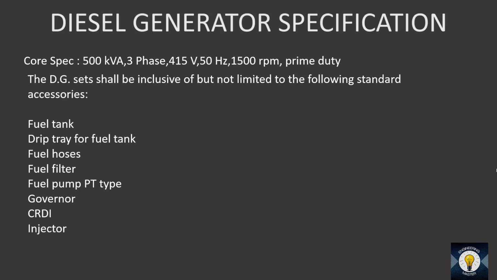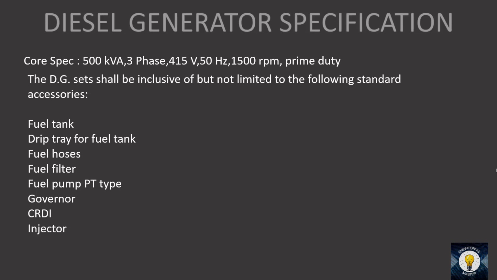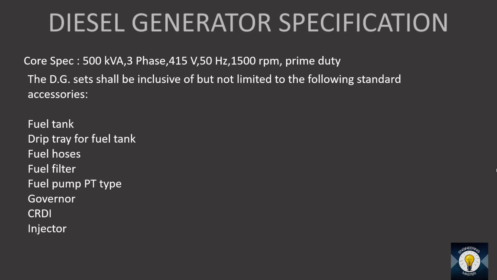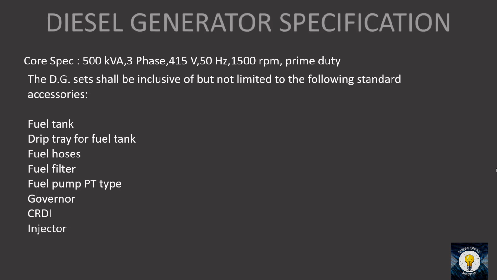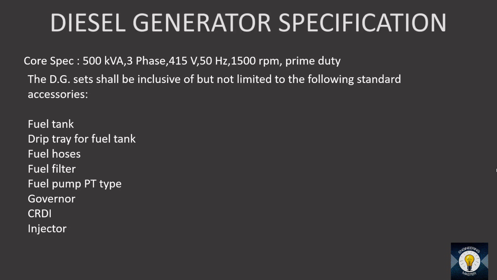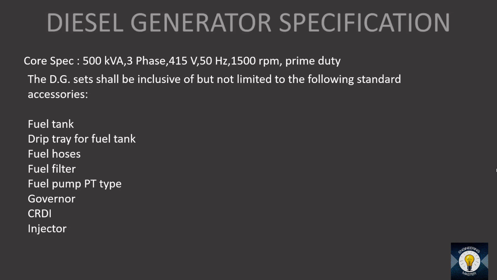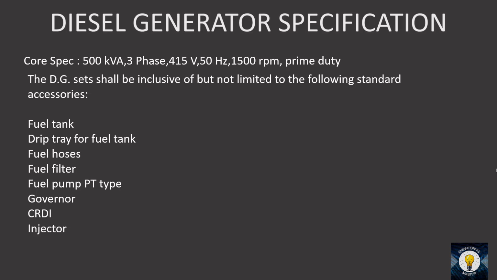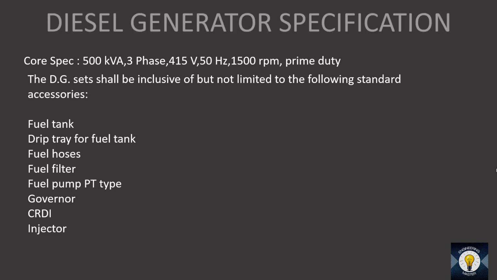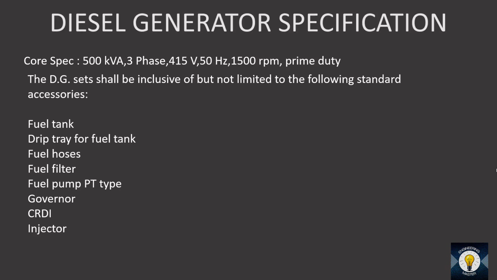So our DG specification will be 500 kVA, 3-phase, 415 volt, 50 Hz, 1500 RPM, prime duty DG. Then we are writing our fuel cycle parts. The DG set shall be inclusive but not limited to the following standard accessories. Fuel tank, drip tray for fuel tank. Drip tray you know, right? Some dripping while filling the diesel will collect in the drip tray. Fuel hoses we know. Fuel filter, fuel pump, governor, CRDI, injector. I am writing, this is my DG specification. My DG should have these components from the fuel part.